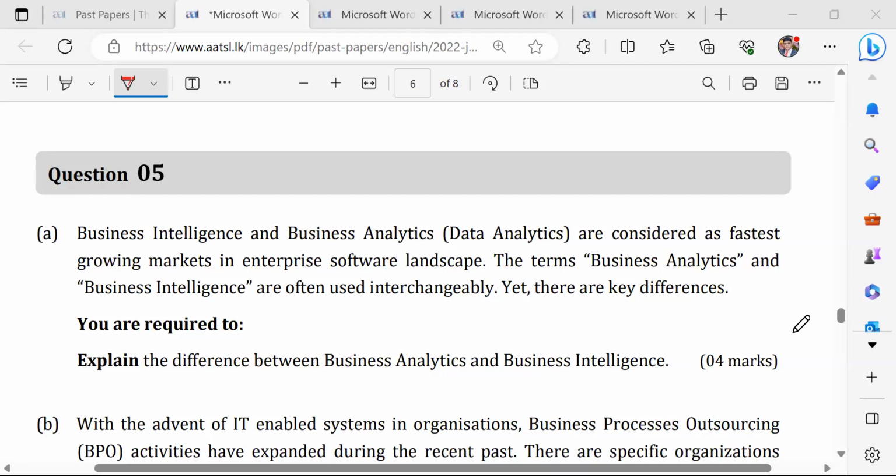Now, in business intelligence, what we are doing is using some BI tools like dashboards and so on, right? But in business analytics, the information we uncovered in business intelligence, we are using that information in practice. That is business analytics.